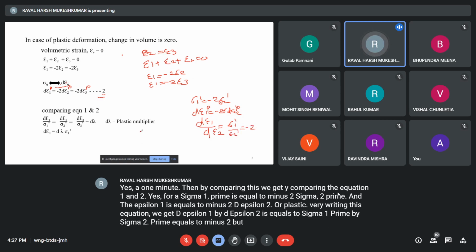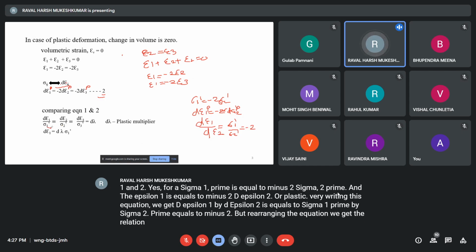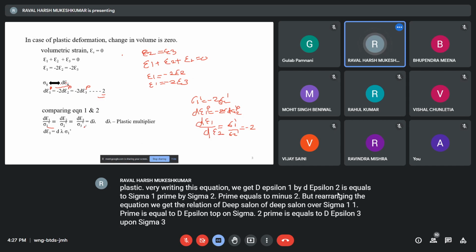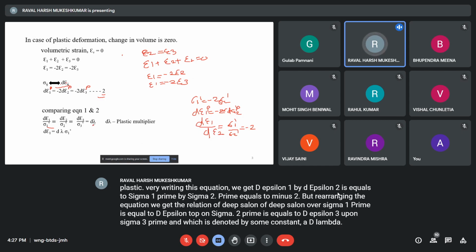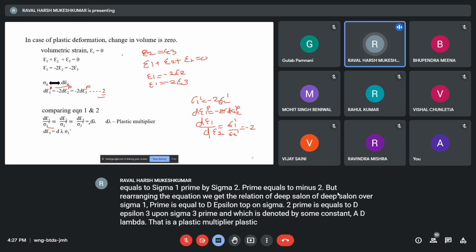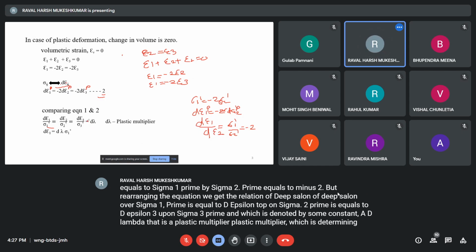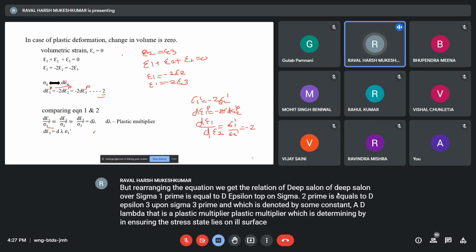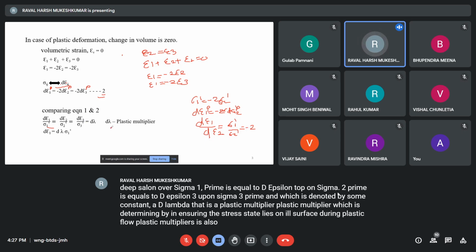By rearranging the equation, we get the relation d epsilon 1 upon sigma 1 prime is equal to d epsilon 2 upon sigma 2 prime is equal to d epsilon 3 upon sigma 3 prime, which is denoted by some constant d lambda, that is a plastic multiplier, which is determined by ensuring the stress state lies on the yield surface during plastic flow. The plastic multiplier is also determined by using the hardening rule.